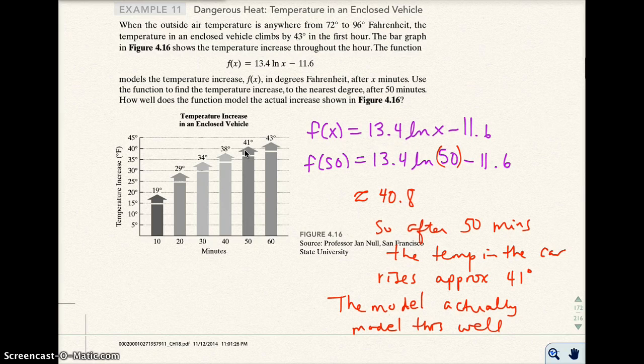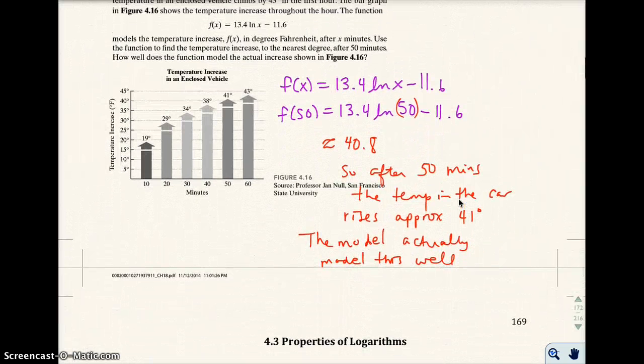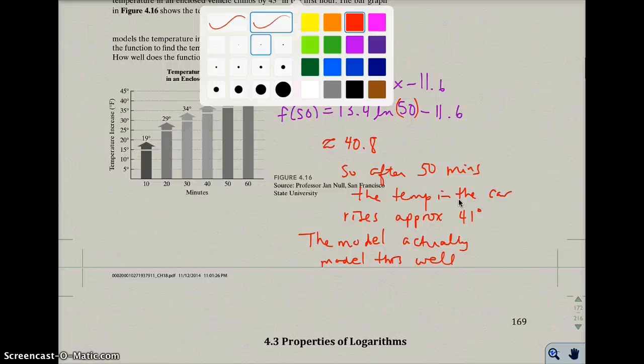Okay. So think about this carefully. After 50 minutes, that temperature has risen 41 degrees. So say it was a 72-degree day, it's already 100 and something degrees inside that car. Now let's see, on your own, I don't have a space here, so let's go ahead and do it on your own. I'm going to pause the video.